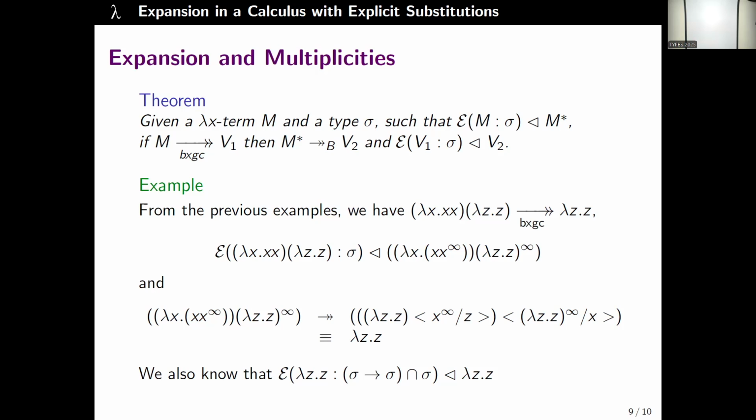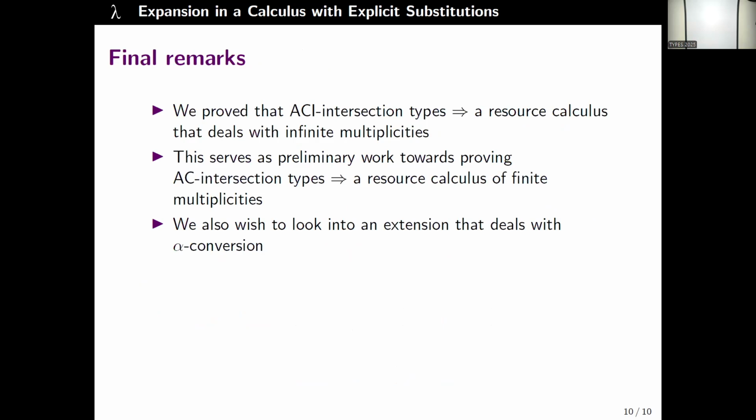Okay. So to conclude, we proved that ACI intersection types relate to a resource calculus that deals with infinite multiplicities. And this serves as preliminary work to something we're working on now, which is relating AC intersection types, that is the non-idempotent intersection type systems, with the resource calculus of finite multiplicities. And we also wish to further on look into alpha conversion because it's not really dealt with in this calculus. But that's all.